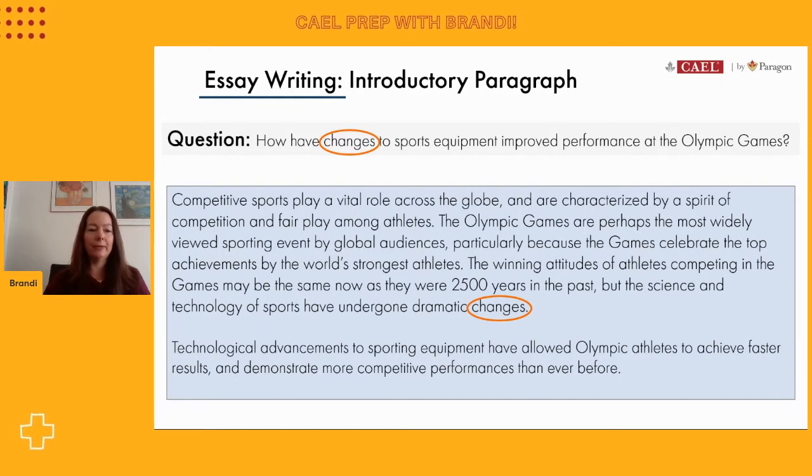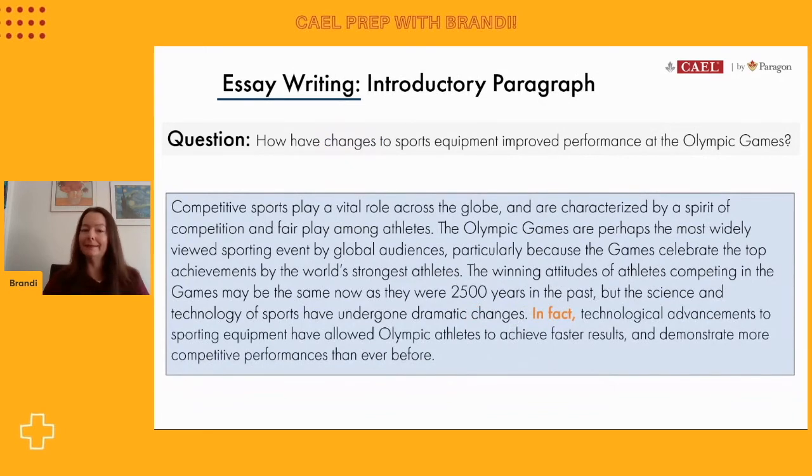And we're pretty much ready to connect right on to that thesis. Let's just add in one transition. If we say this, it all makes sense. So in fact, technological advancements to sporting equipment have allowed Olympic athletes to achieve faster results and demonstrate more competitive performances than ever before. So that's our introduction.